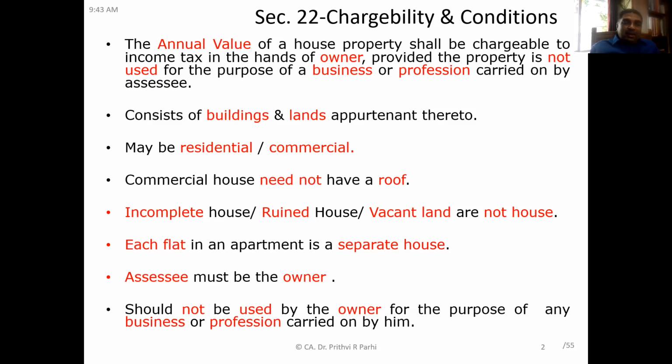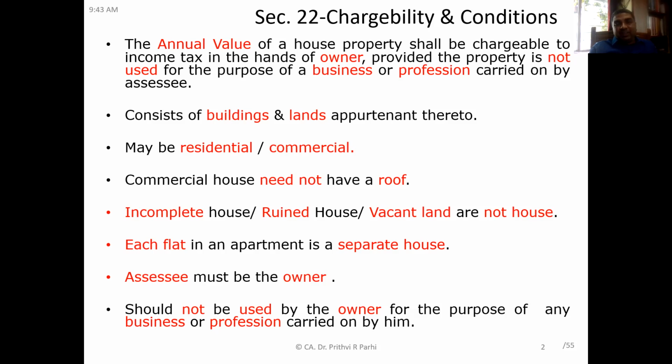Yes, sir. And if it is an incomplete house or a ruined house or vacant land, then these things shall not be considered a house. An incomplete house is not a house. A ruined house is not a house. If only vacant land is there, that's also not a house. On various occasions, these things have been clarified. So if there is vacant land and it's given on rent, that should not be taxed under income from house property. It may be business income, it may be income from other sources.